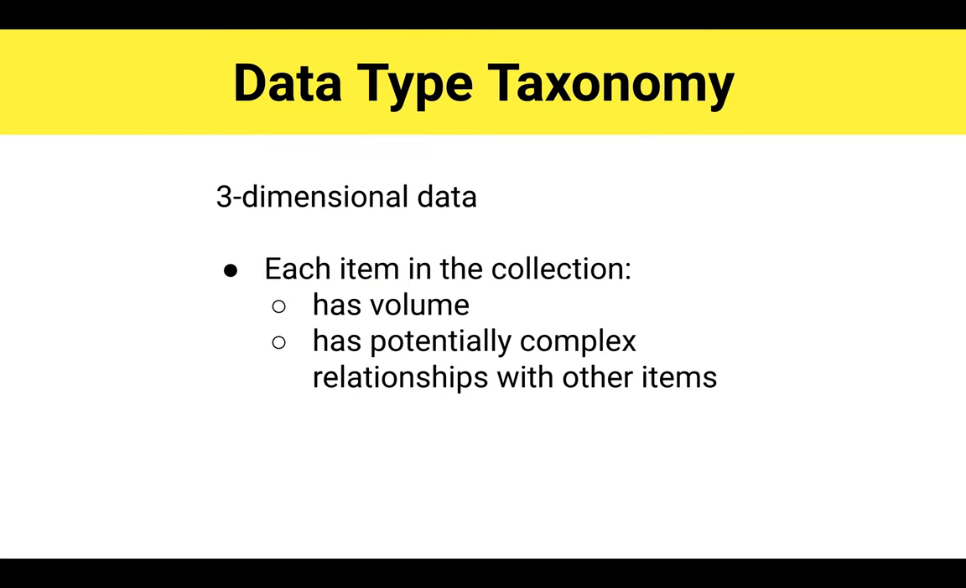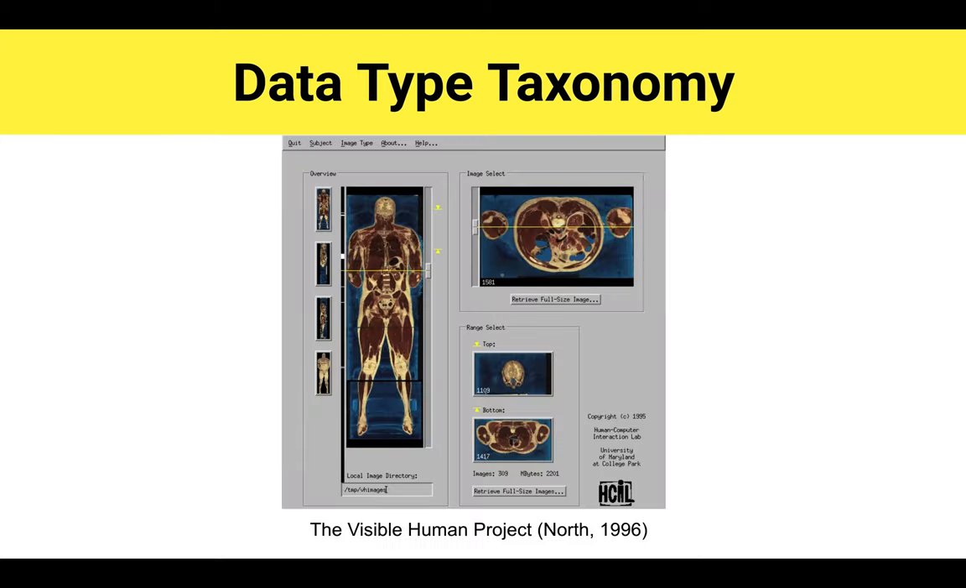Three-dimensional data can be a collection where each item has volume and therefore potentially complex relationships with other items. In 1996, the Visible Human Project was a visualization tool created to allow people to explore the three-dimensional human body mapped onto two sets of two-dimensional images. As the viewer scrolled up and down the vertical cross-section, the panel on the side displayed the corresponding horizontal cross-section to visualize the third dimension.